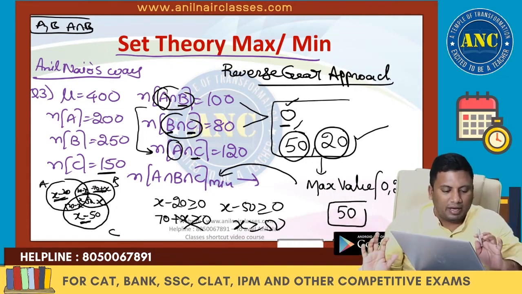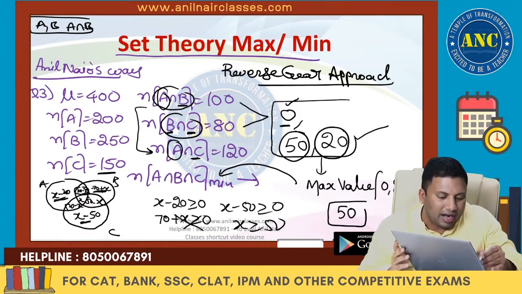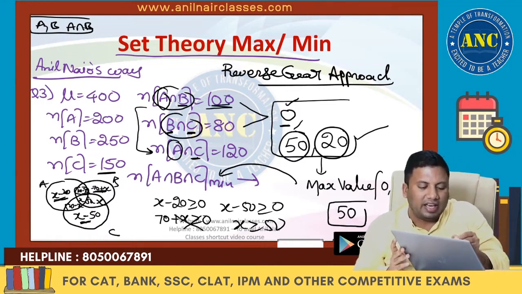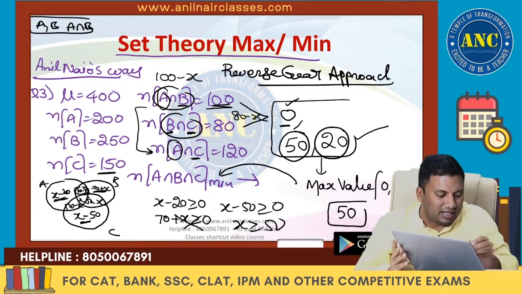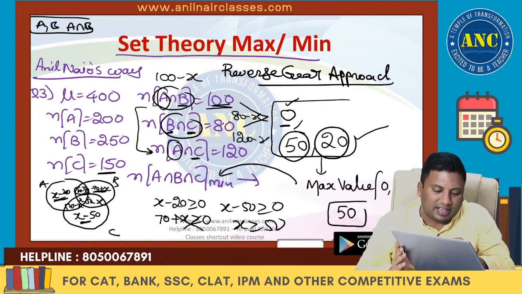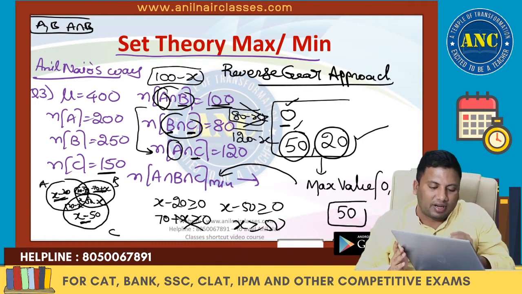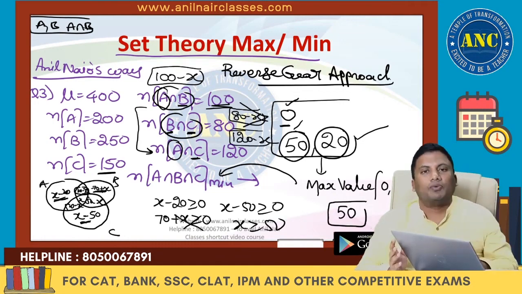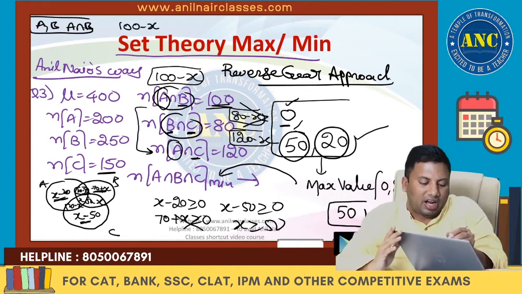Idea is clear. Minimum, maximum, what is it that we did? Here we got 100 minus x. If it is A intersection B, write it as 100 minus x. Here it is 80, so 80 minus x. Here it is 120, so 120 minus x. Three cases anyway that you get: 100 minus x, 80 minus x, 120 minus x. So put all of these. Take the converse of this.